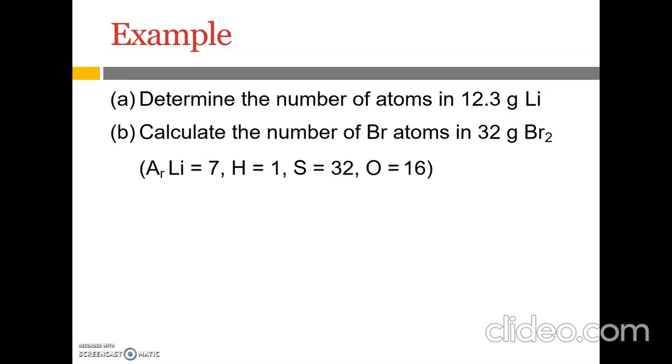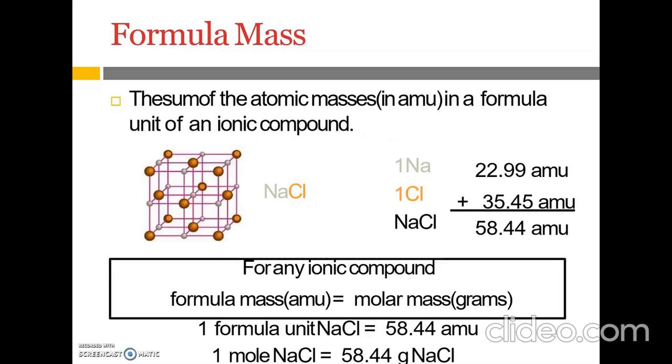So you can try the examples here. Okay, first you can determine the number of atoms for lithium and calculate the number of bromine atoms in 32 gram bromine. So you boleh try, okay, and then you discuss with your lecturer. So next we're going to look into the formula mass. Okay, what is meant by formula mass is the sum of the atomic masses in AMU in a formula unit of an ionic compound. So tadi kita tengok molecular mass for molecule. So formula mass is atomic mass for ionic compound.